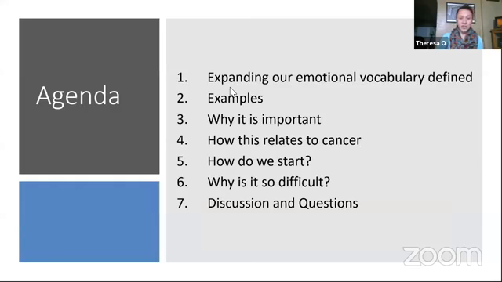So we'll go through our agenda really quickly just to give you a little idea of what to expect. Obviously, figuring out what it even means to have an emotional vocabulary and building it, and defining some terms. We'll talk about some examples, why it's important, how it relates to cancer, and then where you start this process. How do you even get the ball rolling? Why it's difficult, and then we'll have a little bit of time for questions at the end. If you're joining us on Facebook, we can answer those questions via comment. If you're with us on Zoom, then we can answer those live.